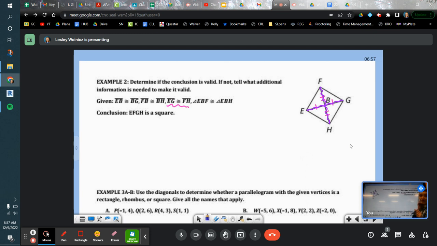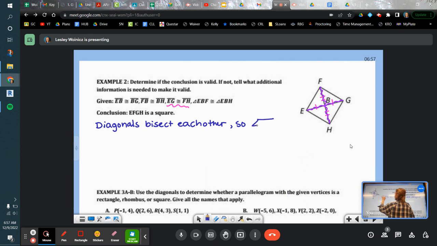First, our diagonals bisect each other. So that's how we know it's a parallelogram. So diagonals bisect each other. So we know it's a parallelogram. We can use the little symbol.